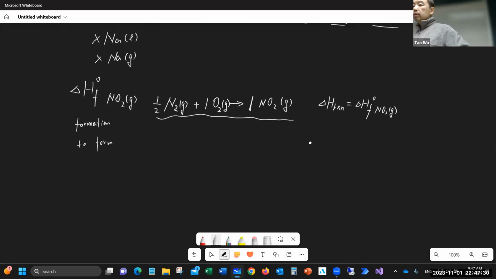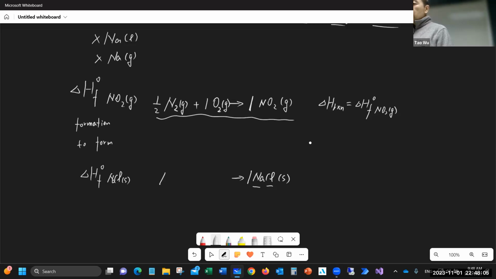Well, then let's give you another example. If we talk about the enthalpy of formation of sodium chloride solid, then what are we going to do? Well, again, you're going to form 1 mole of sodium chloride. You're going to form 1 mole of sodium chloride solid. And then it's going to come from its reactants. The reactants must be the elements that form this compound, right?